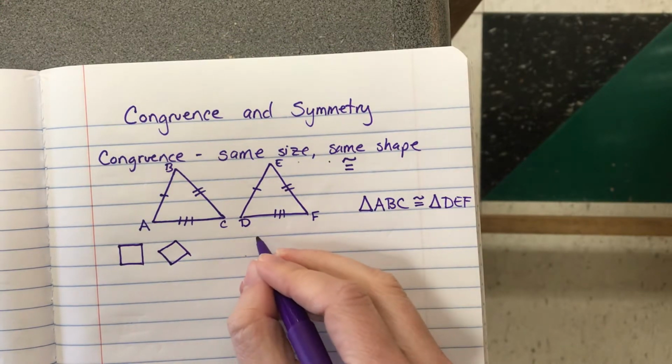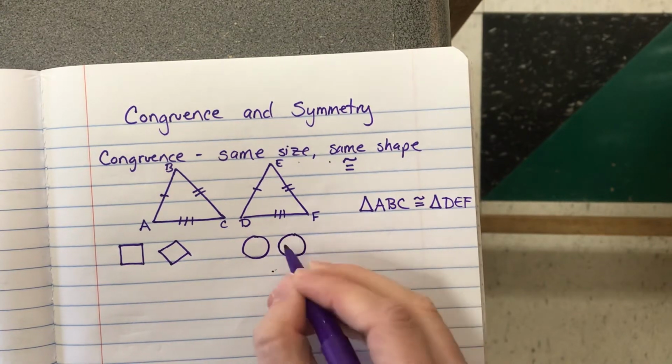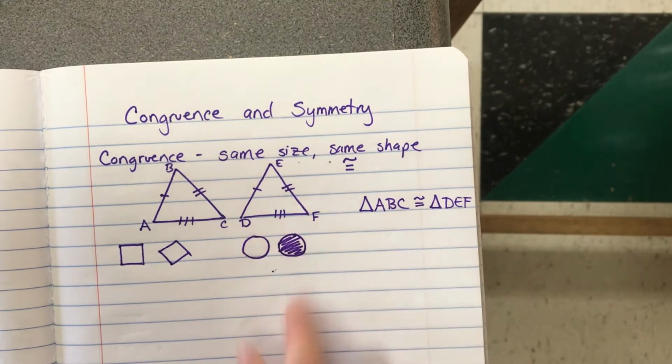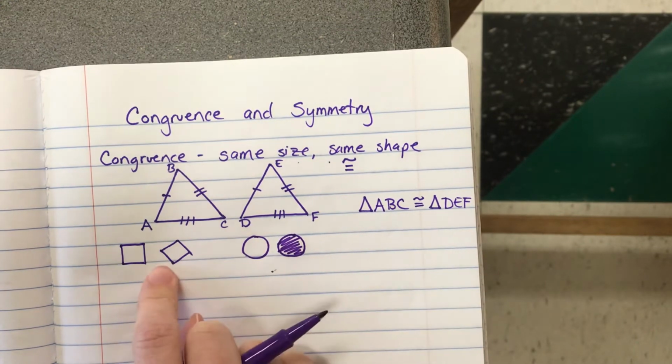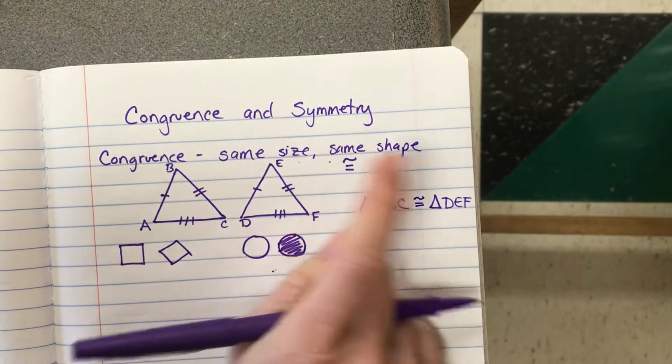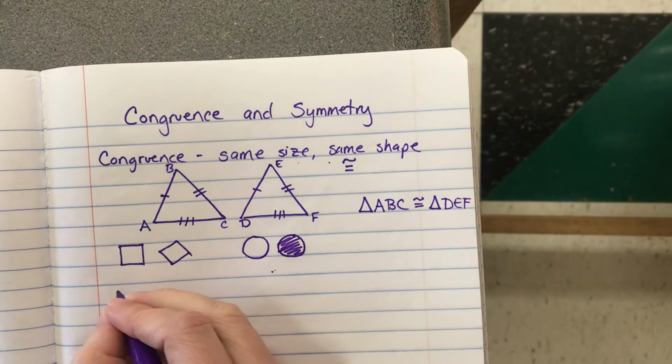Or you could have, let's say, a circle and another circle exactly the same size, same shape, but maybe this one's a different color. Like maybe this one's colored in and this one's not. They're still congruent. Doesn't matter the color, doesn't matter how it's turned, as long as they are the same size, same shape.